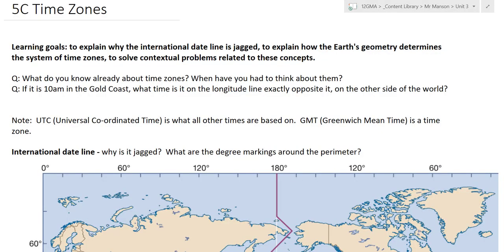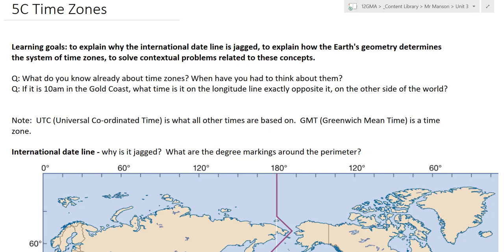So here's my globe again, which I'll be pointing to a lot. And here's a couple of things. So we've got a learning goal. You need to be able to talk about the International Dateline, IDL, and also Universal Coordinated Time and Greenwich Meridian Time or Greenwich Mean Time, and how time zones work.